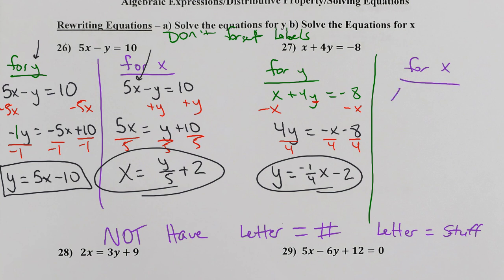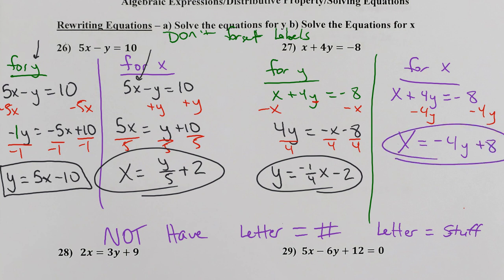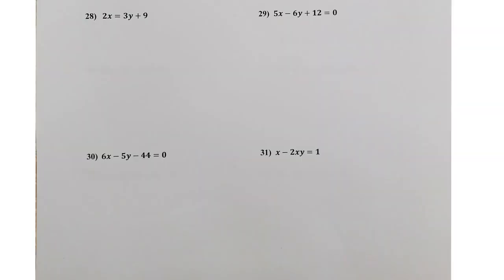For x, I write the same beginning equation, x plus 4y equals negative 8. Now this one's really easy because minus 4y from both sides. I end up with x equals negative 4y plus 8. X is already by itself, done. That's it. All right, same exact concept.